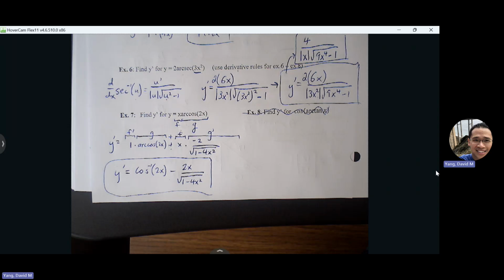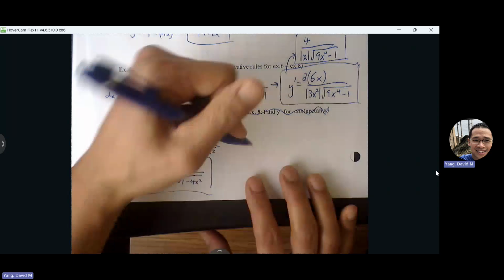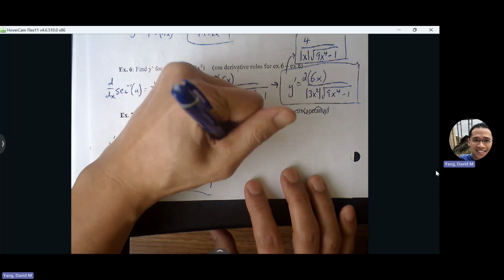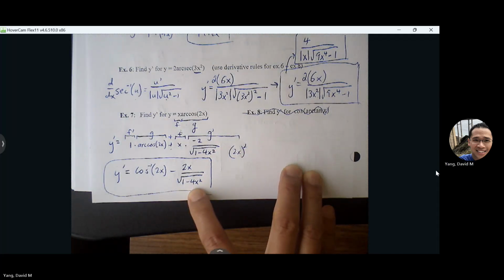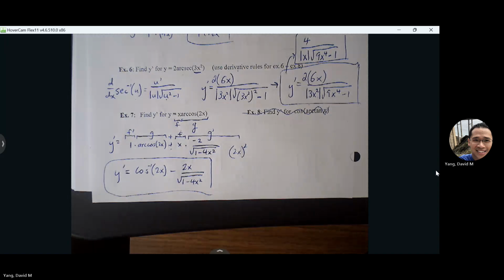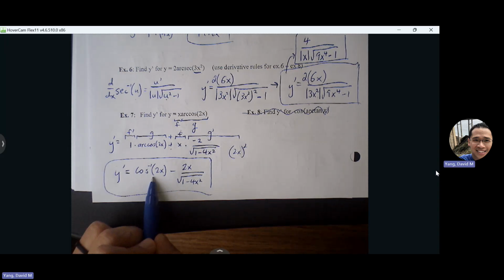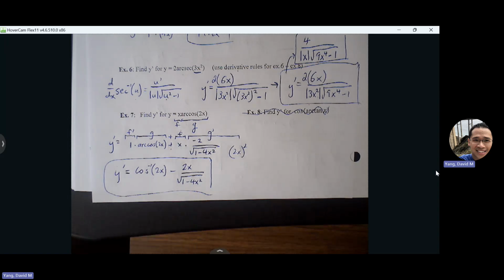Why is it 1 minus 4x squared and not 1 minus 2x? It is 1 minus 2x squared. It's just the 2x squared is parentheses squared. And I just skipped a step here and I made it 4x squared. Don't do anything with the arc cosine 2x. Yeah, you just leave it in that form, right?